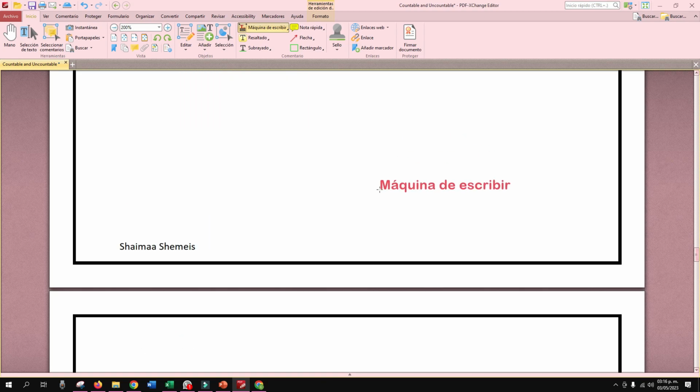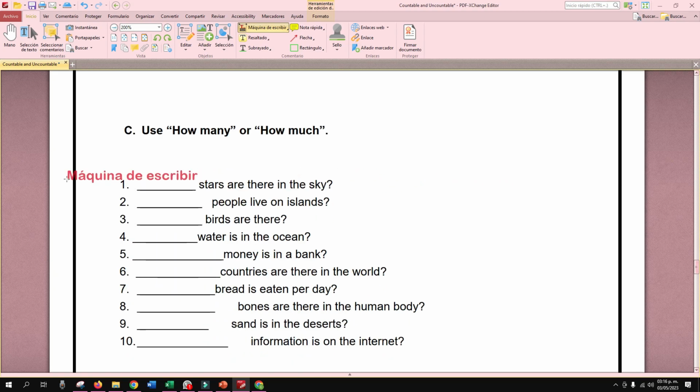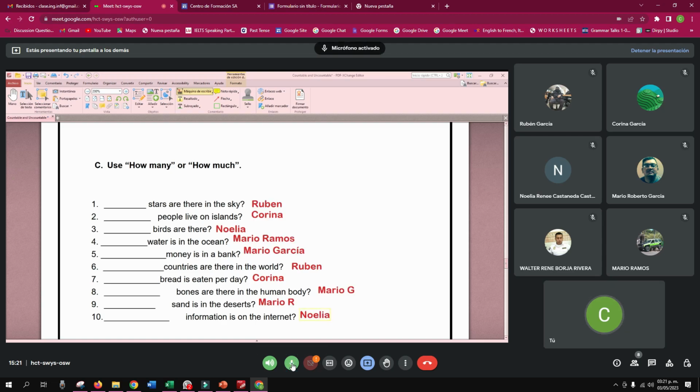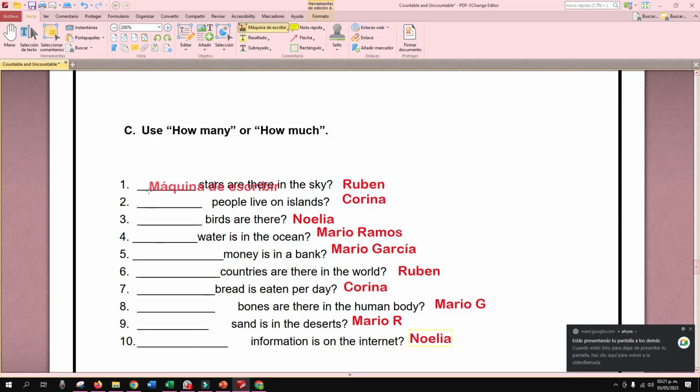Okay, let's do this. Use how many or how much. Read the questions that you have there and choose the correct answer. How many or how much, right? So you have 3 minutes to work on them and then we're going to check them together, right? Okay, let's check then. Mr. Ruben, which could be the first one? How many or how much?